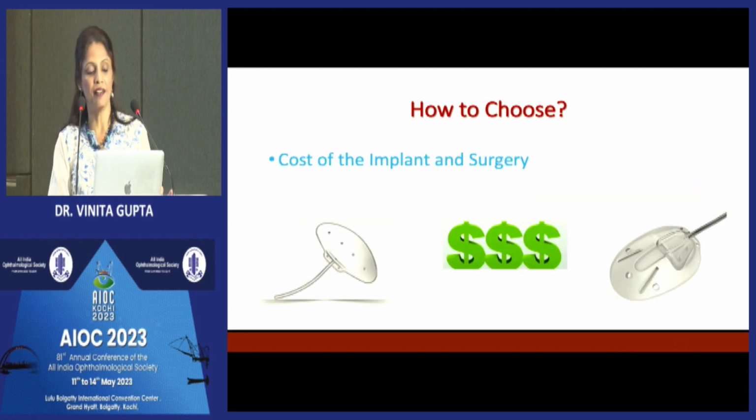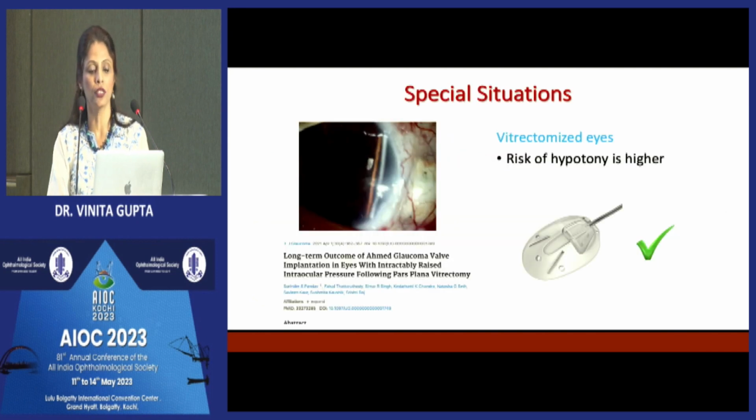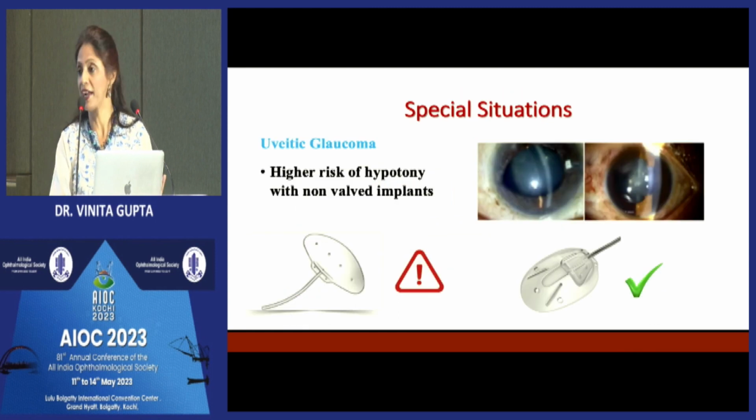A beginner may prefer a valve device. Cost is obviously a factor in our country, where a non-valve ADI device has come into frequent practice and frequent use. For vitrectomized eyes, use a valve device because the risk of hypotony is higher. Similar is the case with uveitic glaucomas.